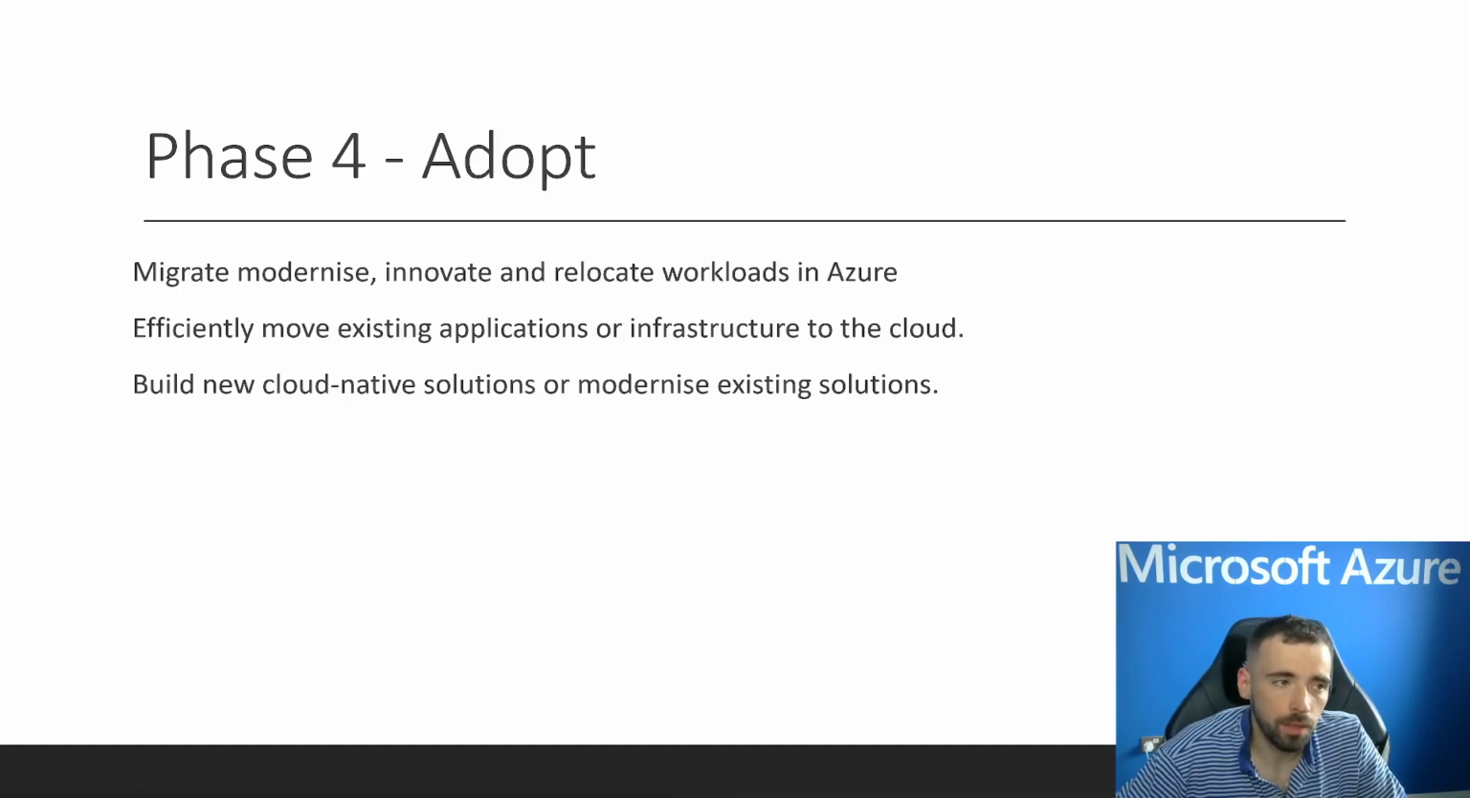Phase 4 is adopt, and this is where we get your applications running in the Azure environment that we've created. So this might include migrating, modernising, innovating or relocating workloads based on the findings in phase 2, the plan phase. Efficiently moving existing applications or infrastructure to the cloud and building new cloud-native solutions or modernising existing solutions.